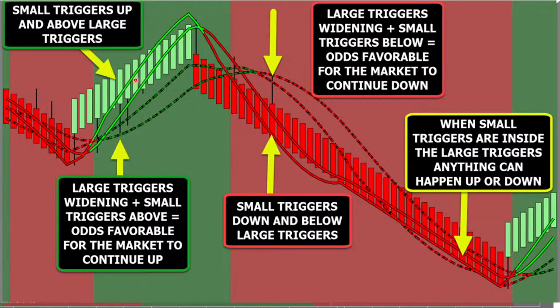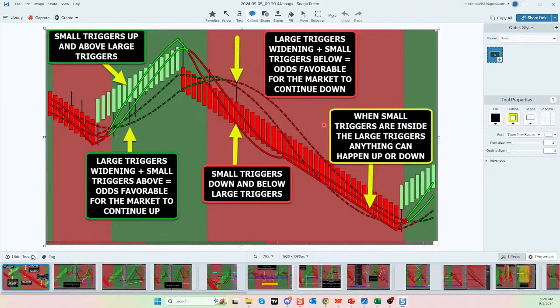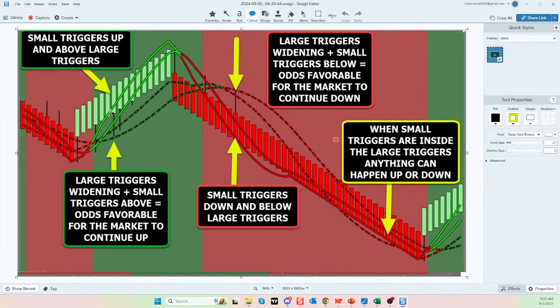The small triggers need to break up and above the large triggers. The large triggers have to be wide and angled in the direction of the trend. And here's one of the things: the colors have to agree. The background has to agree with the large, has to agree with the small.